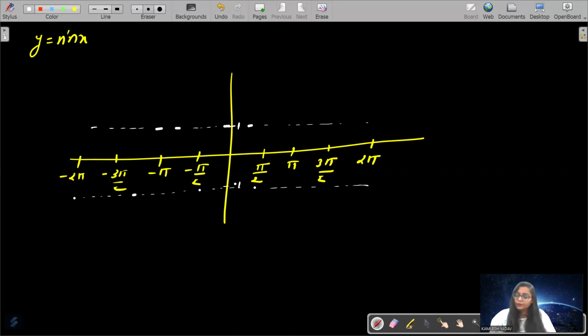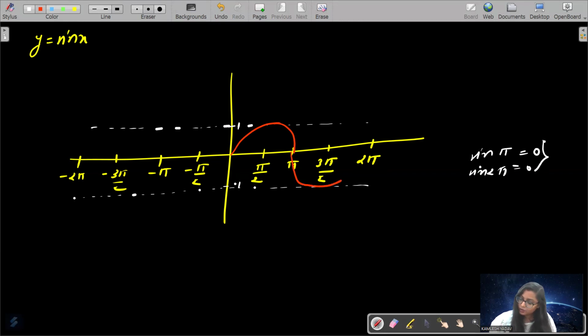Now we know that sin pi is equal to 0, and sin 2 pi is equal to 0. So here we draw the curve, and the graph of sin x meets the x-axis at pi, then again meets it at 2 pi. Similarly for the left side, it meets at minus pi, then again at minus 2 pi.